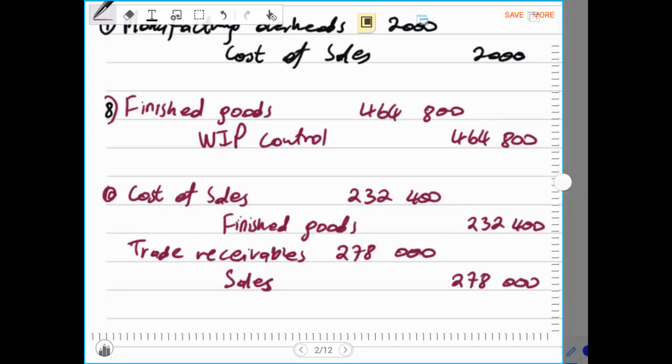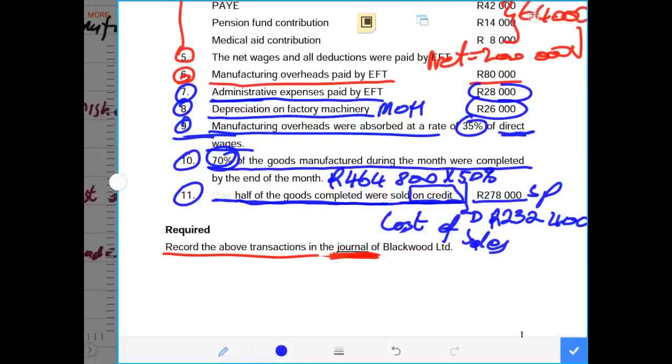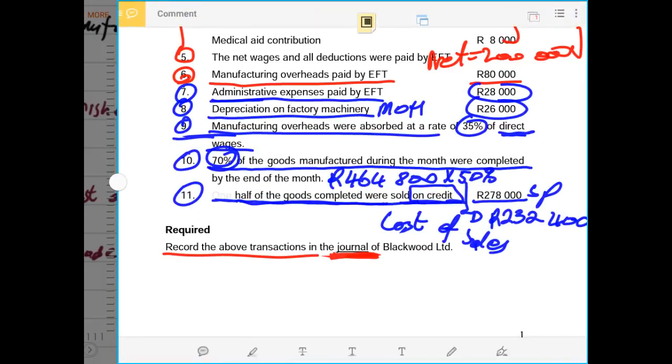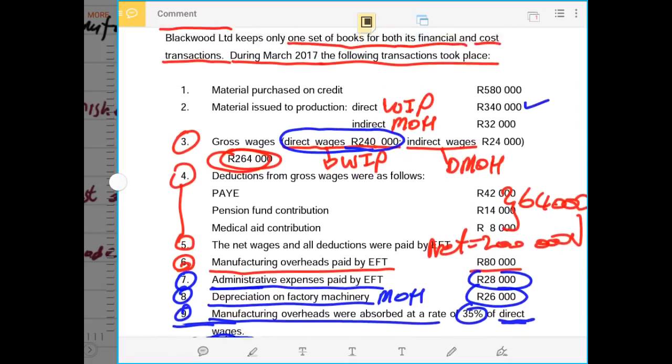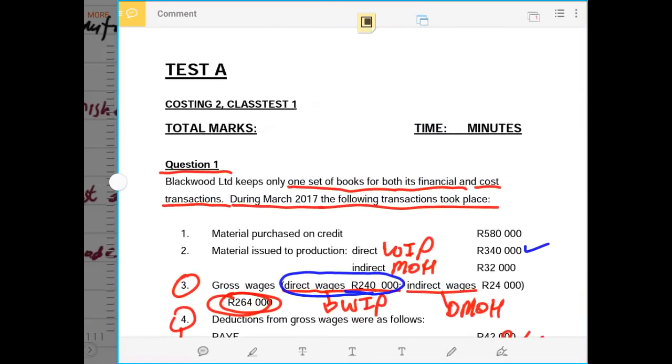So now I think this must have been the last transaction with regard to this question, and I have covered all the entries.